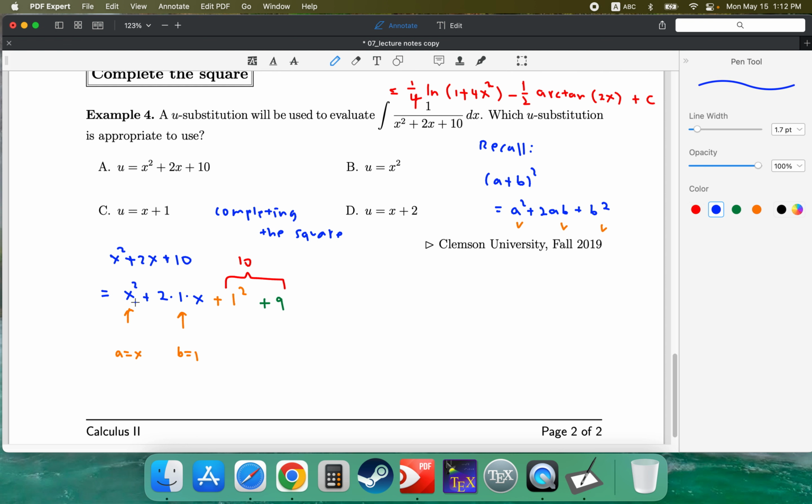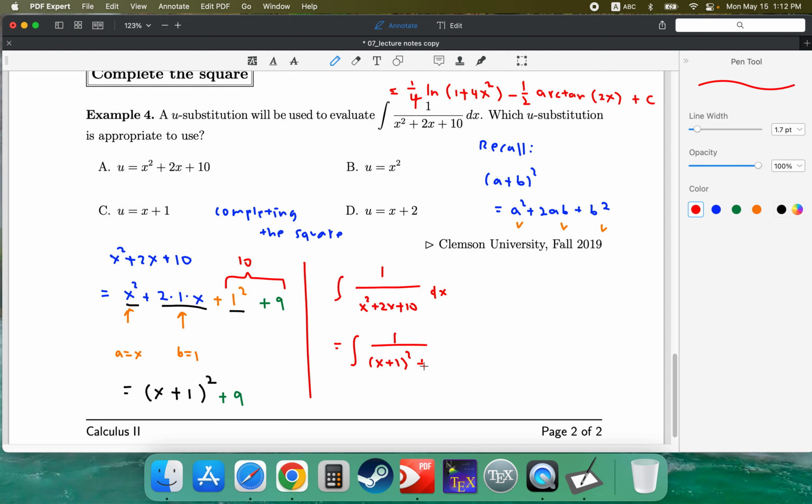But I need these 3 ingredients: a squared, 2ab, and b squared to make this dish, a plus b quantity squared. Okay, I need these 3 for a plus b quantity squared. And then I have plus 9. So that means your integral will become 1 over x plus 1 squared plus 9.